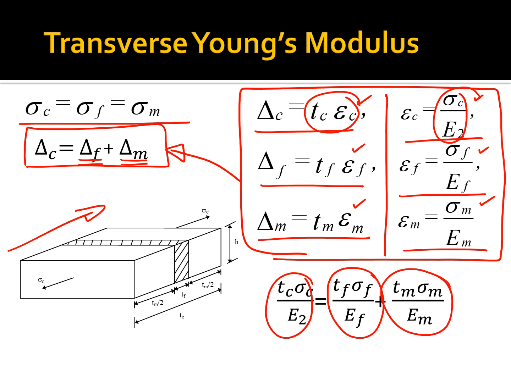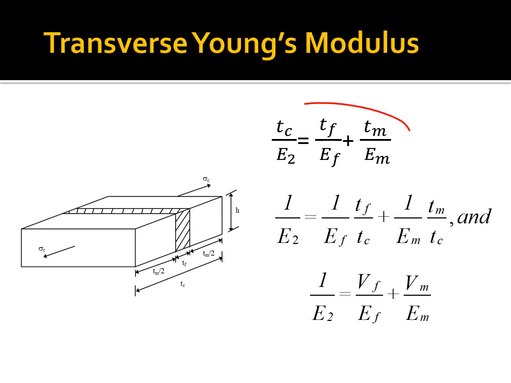And the reason why we write it like that is because we recognize sigma C is same as sigma F and sigma M, because the forces on each cross section are the same, and since the area is the same, the stresses will be also the same, and so we'll be left with only TC by E2 is equal to TF by EF plus TM by EM right there.